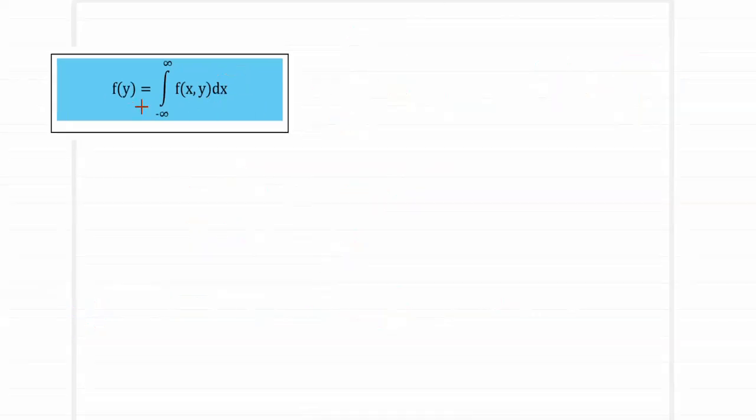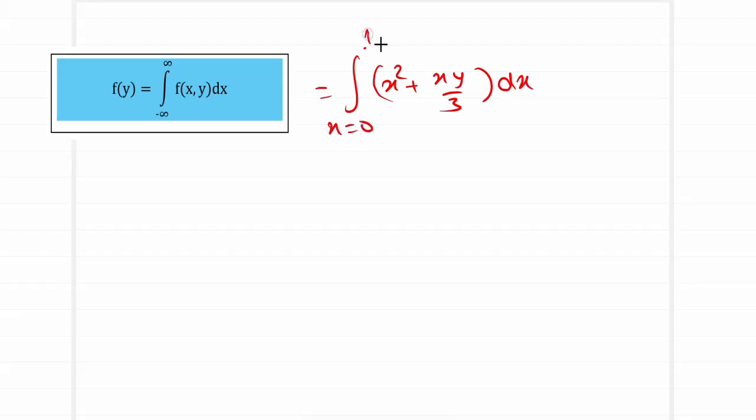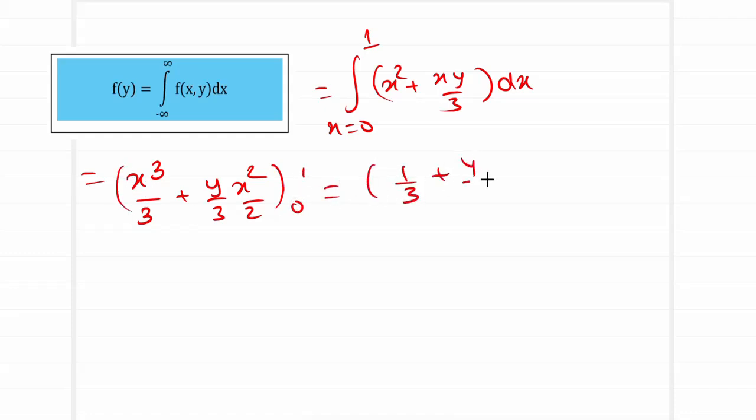Now next, moving on to the marginal density function of y. This is going to be the integral of f of x comma y with respect to dx. So now integrate the function x square plus xy by 3 with respect to the variable x, and we know that the limit of x is going to be from 0 to 1. So this gives me, on integration, x cubed by 3 plus y by 3 is a constant, x on integration is x square by 2. Apply the limit between 0 to 1. So this gives me 1 by 3 plus y by 2 times 3, which is 6, and this is 1 minus 0. So the function f of y is going to take the value 1 by 3 plus y by 6.